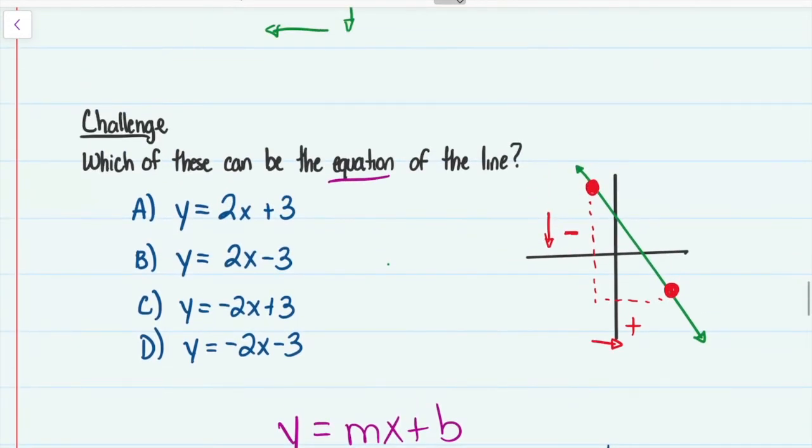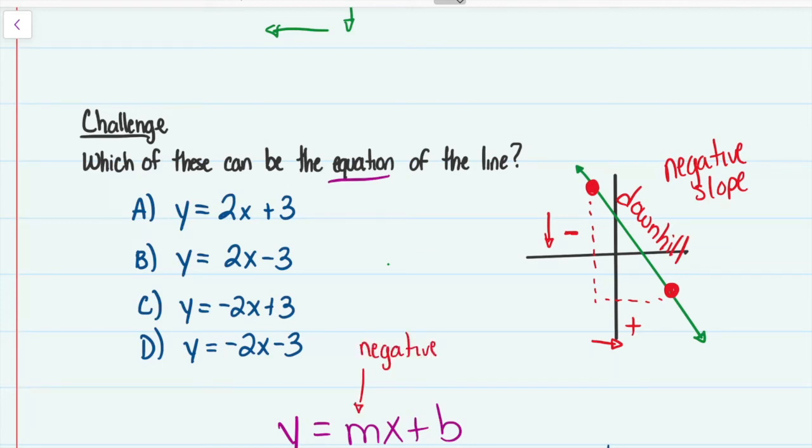So a little hint for you guys. If you see a line that is going downhill, you should always know that it's going to be a negative slope. That means my slope is going to be negative. This thing right here is going to be negative.